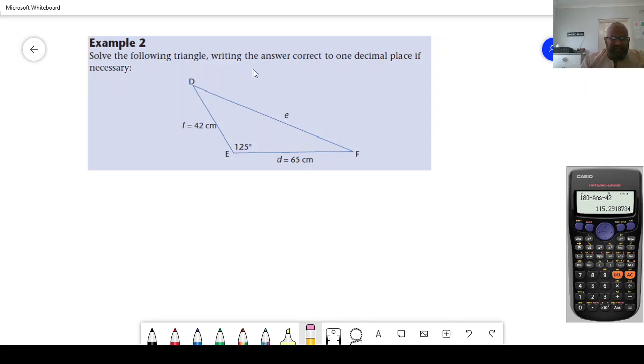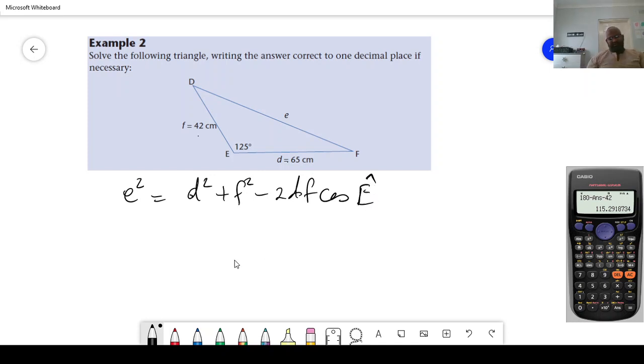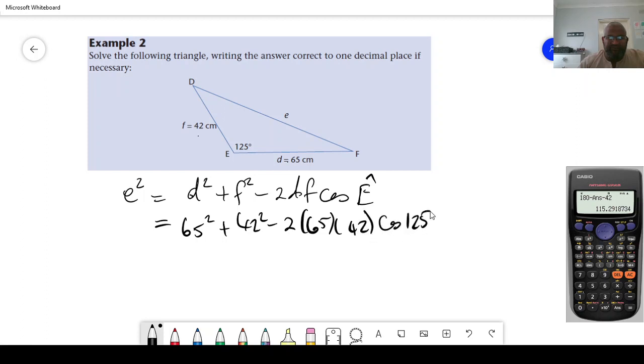So according to the cos rule, let's pick up this. The cos rule is going to be E squared is equal to D squared plus F squared minus 2DF cos of angle E. Okay, so for E squared, it's going to be 65 squared plus 42 squared minus 2 times 65 times 42 cos of angle 125. Okay, so let's put that in a calculator.